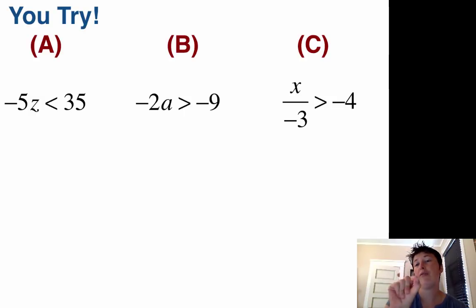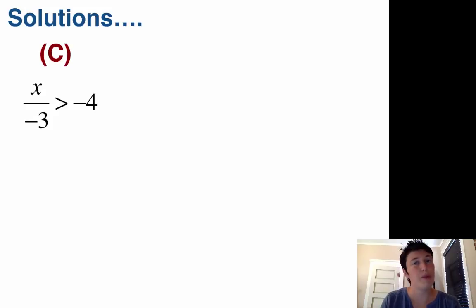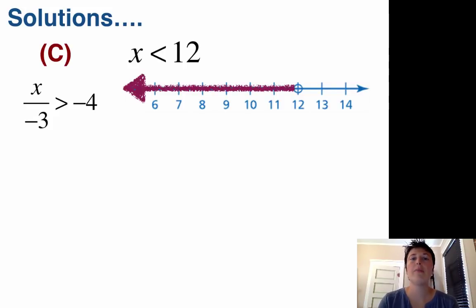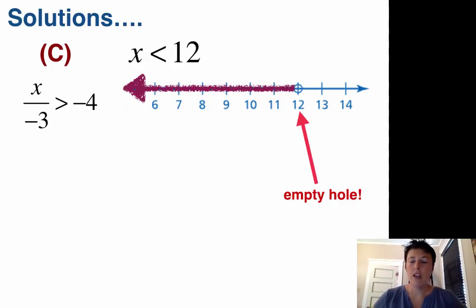You decided negative 3 needs to multiply to the other side. So it's again, flip the symbol. So x is going to be less than positive 12. Less than 12. Again, another empty hole at 12. Shaded to the less than value, so shaded to the left. And there's your solution.